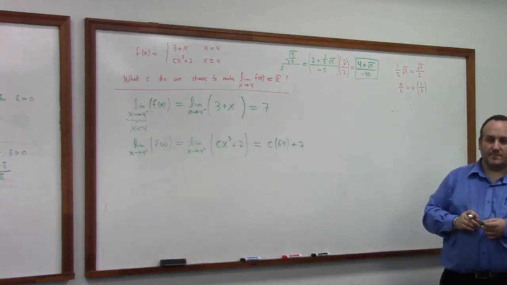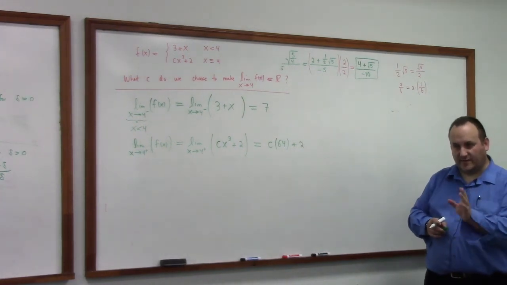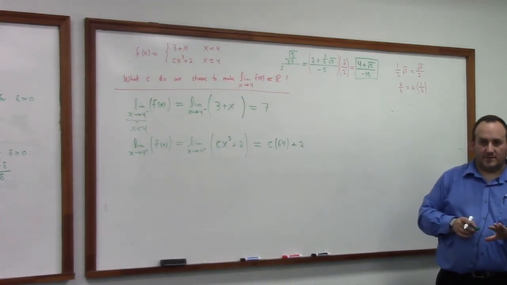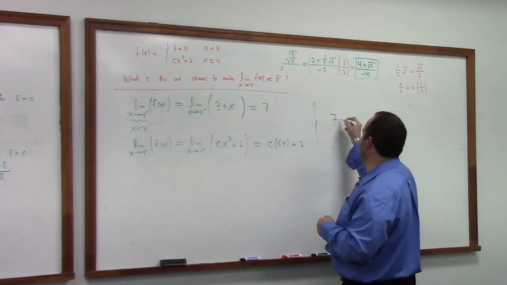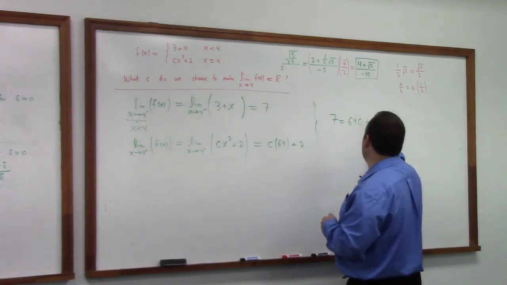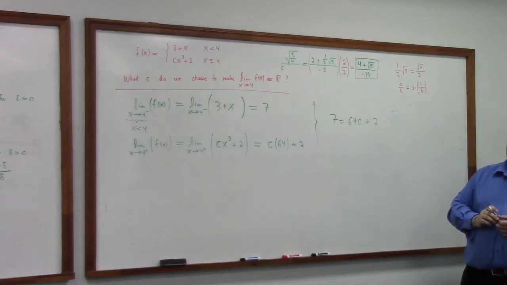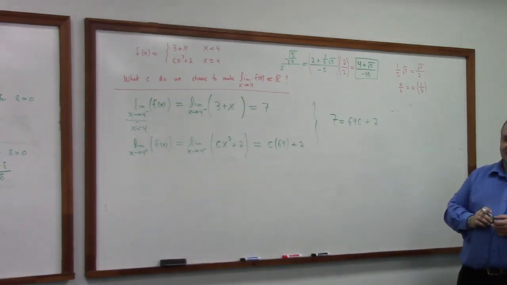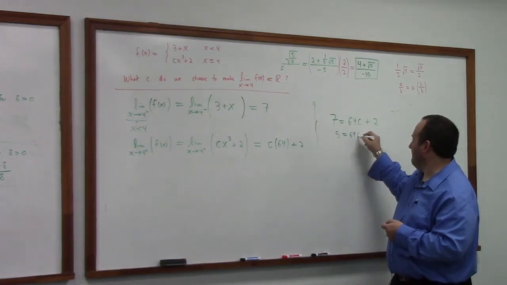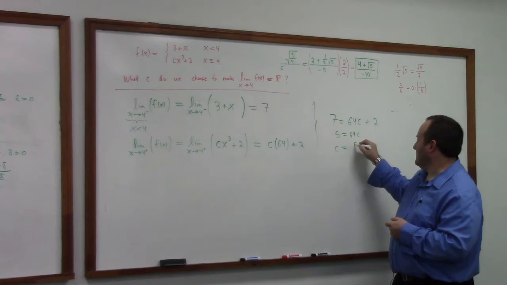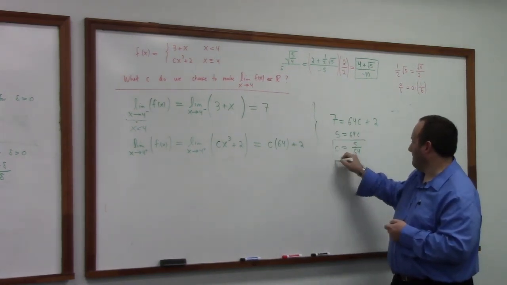But remember our theorem: the double-sided limit only exists if the left and the right limits separately exist and match up. So for the double-sided limit to exist, we need to set 7 equal to 64c plus 2. Interesting. So apparently 5 is 64c. So c is what? Yeah, 5 over 64.